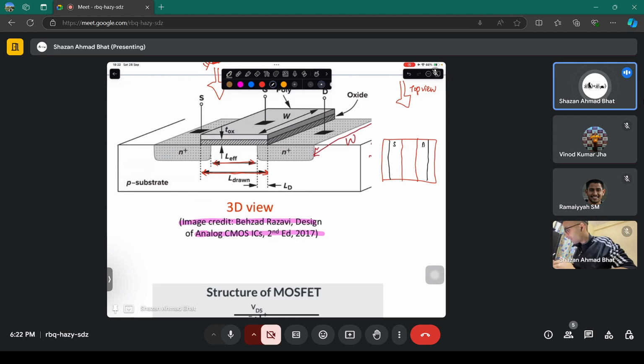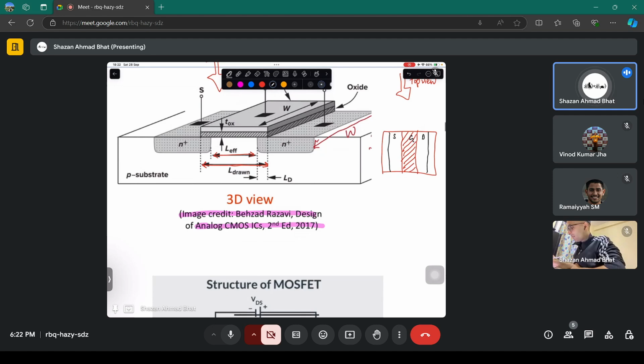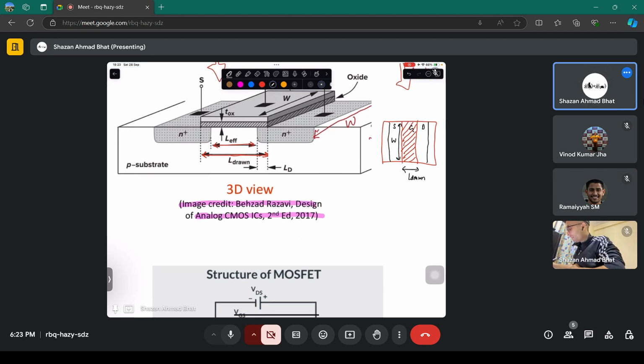This is source, this is drain, and this is gate. So these are deposited metallic layers over it. As a result, this is having some width and this is having some length. Let's call it L drawn as per this particular thing. That means this is the gate length. And below it will be the channel.